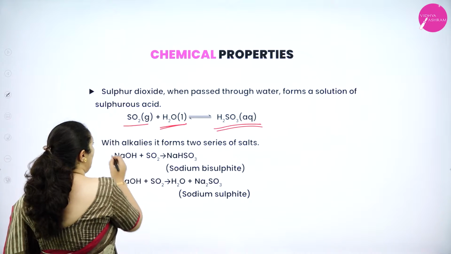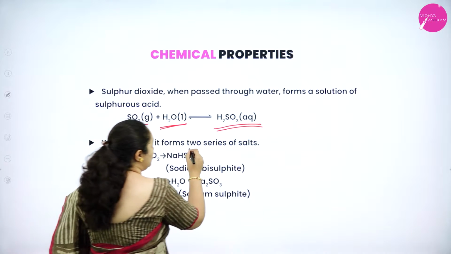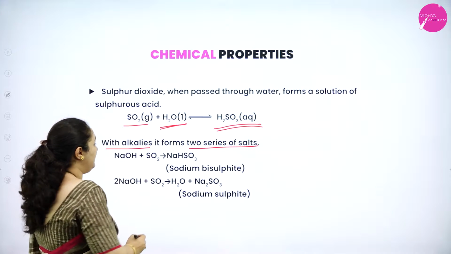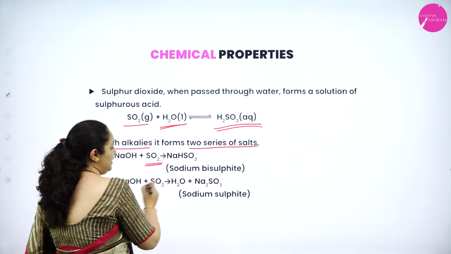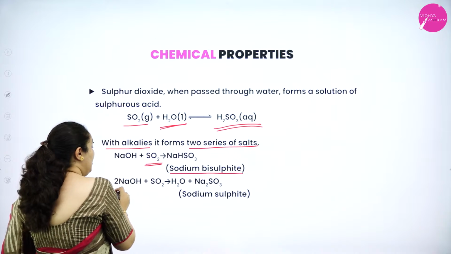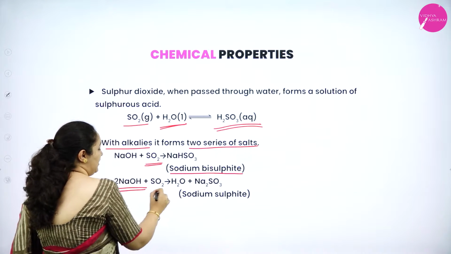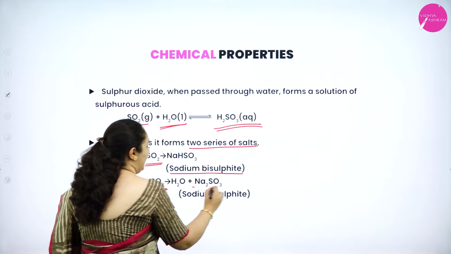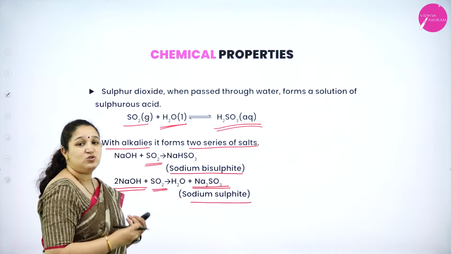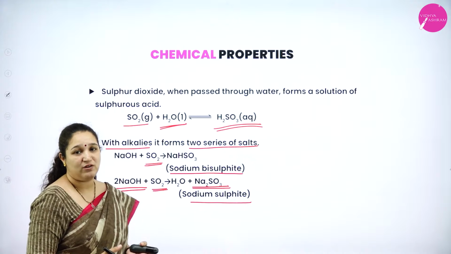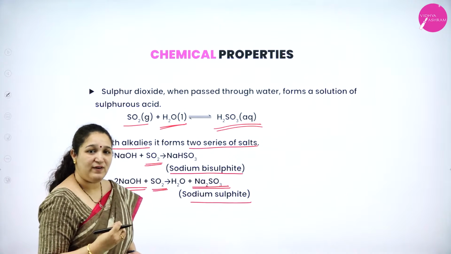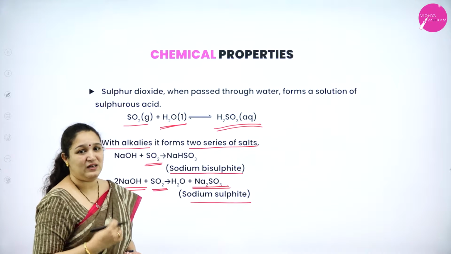The next property is with alkalis, where it forms two types of salts. Sodium hydroxide treated with sulfur dioxide gives sodium bisulfite, NaHSO3, or sodium hydroxide with sulfur dioxide gives Na2SO3, that is sodium sulfite. So you can get sodium bisulfite or sodium sulfite salt. So two types of salt we can get when sulfur dioxide is treated with alkali.